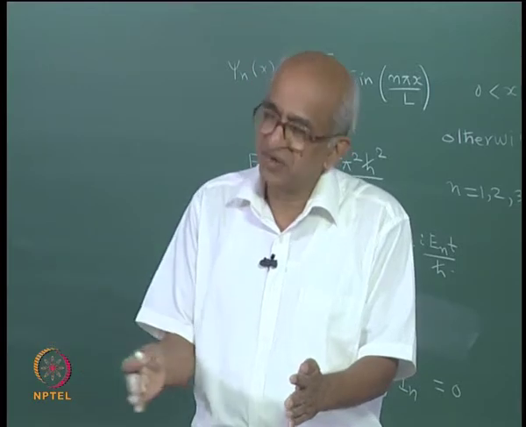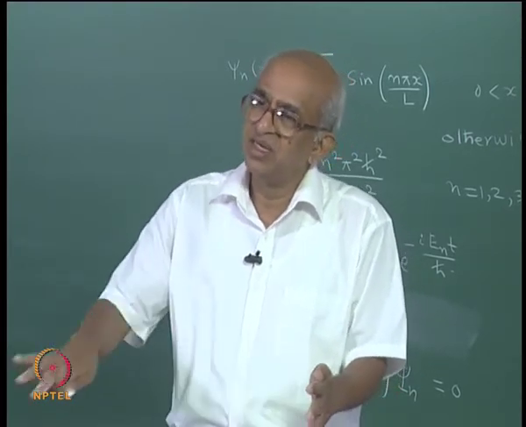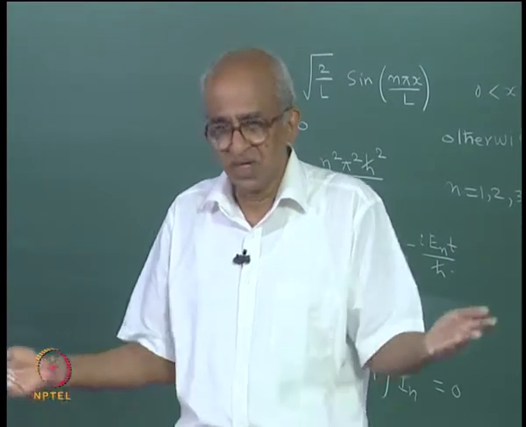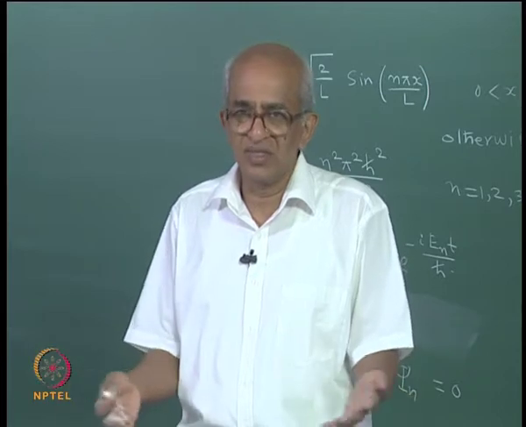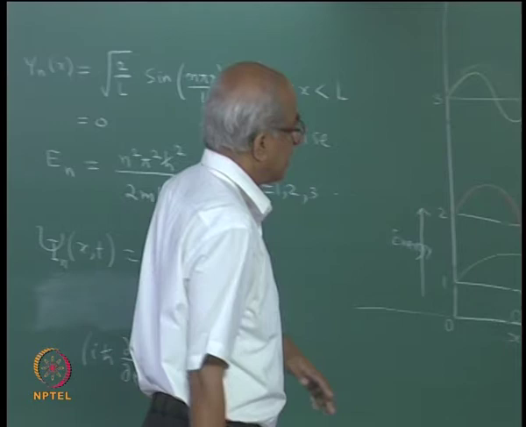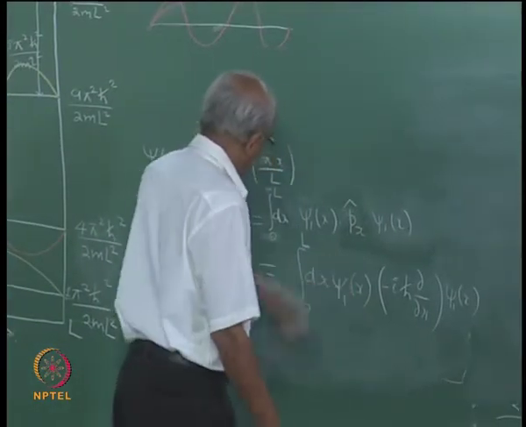If the particle is moving in this direction, its momentum will be positive, while if it is moving in the opposite direction, the momentum will be negative. So, what do you expect on an average to happen? The answer is it has to be 0. Without doing any calculation, I could have said that the answer has to be 0.